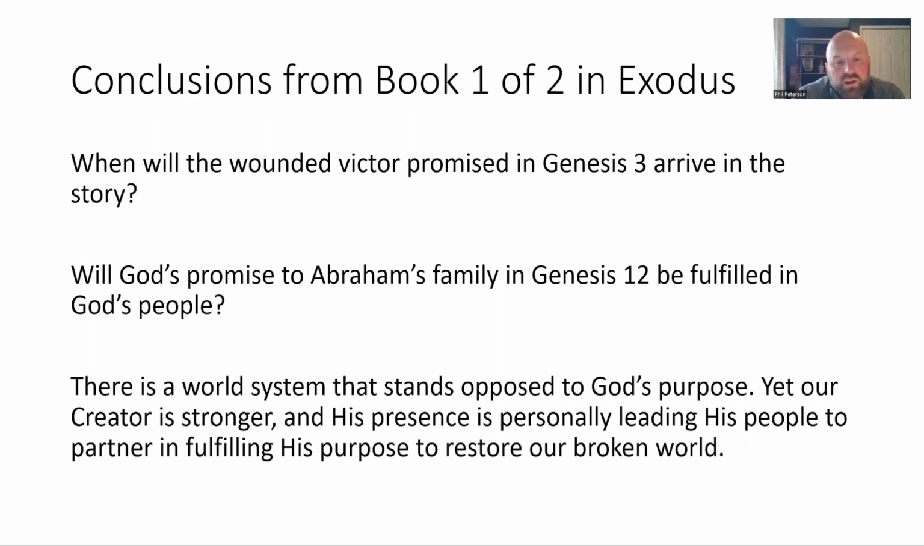And so now they're restarting as God's people, but to remember that there is a world system that stands opposed to God's purpose. We are in a battle, and yet our Creator is stronger, and his presence is personally leading his people to partner in fulfilling his purpose to restore our broken world. So that presence is a theme in Exodus, that God wants to dwell and partner with us.